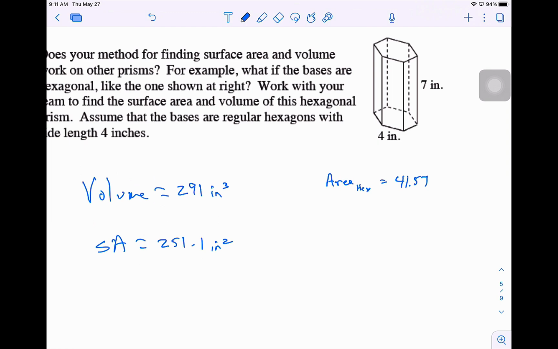And then I know the top and bottom, each is 41.52. So I just multiplied that by 2 and added it. That's exactly it. Rectangular sides, find the area of those 6. You've got a hexagon on top, hexagon on bottom. Multiply your area of a hexagon by 2 and add everything up. Very good, well done.